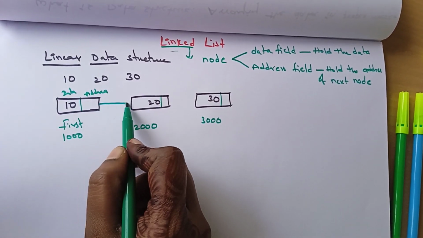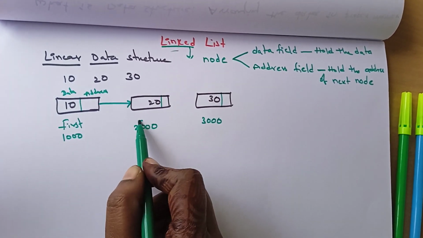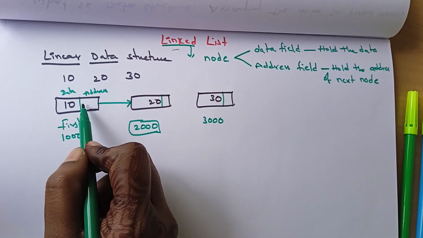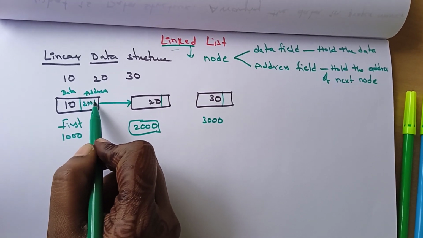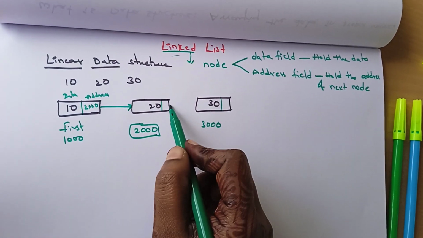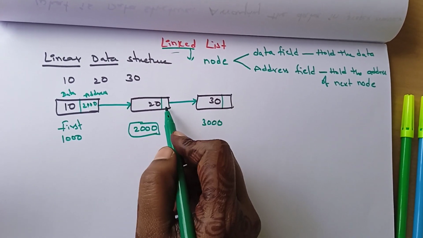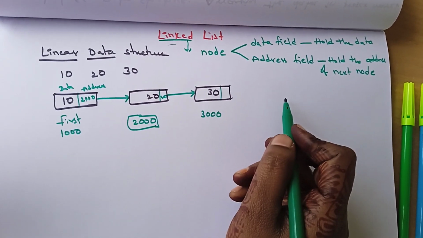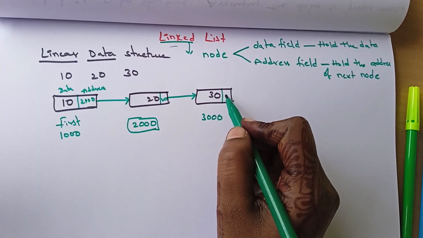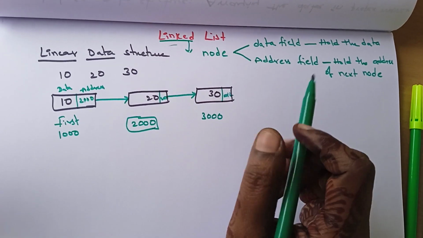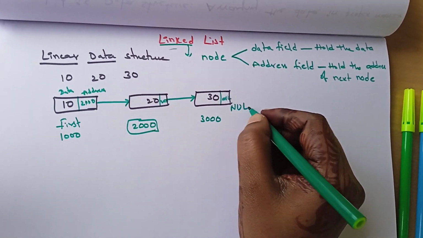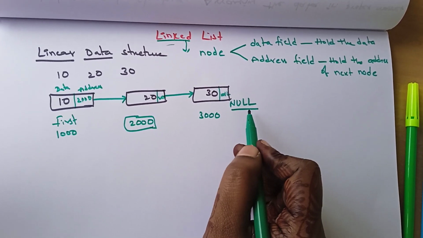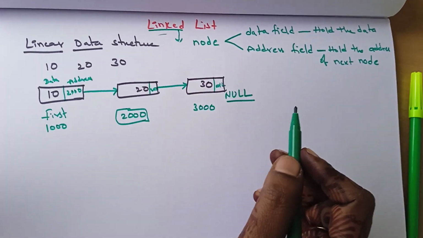Now what is the link between these two? The address of this 2000 will be stored in the first node's address field. Now this is my 2000. The same happens in the third node's case, which is here 3000. As I don't have a next node to move on to, as it is my last node, I'll put null here. So this is null. When will it be null? When it is the last element, that will be null.